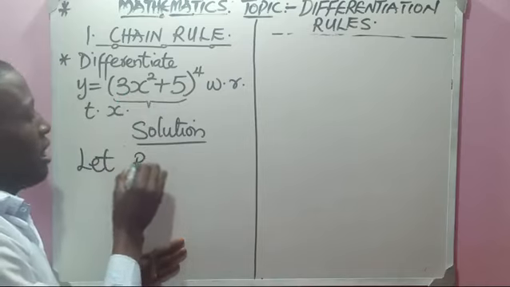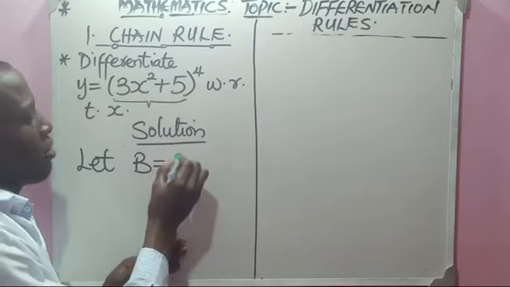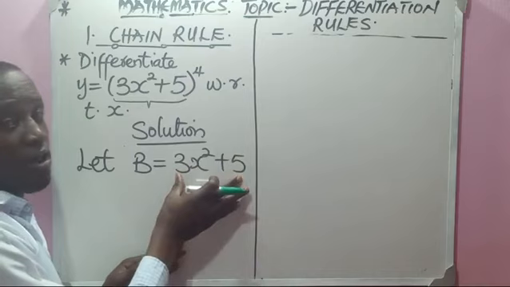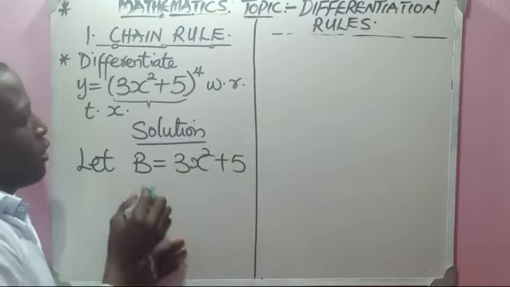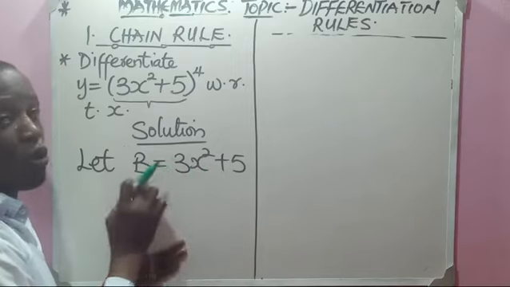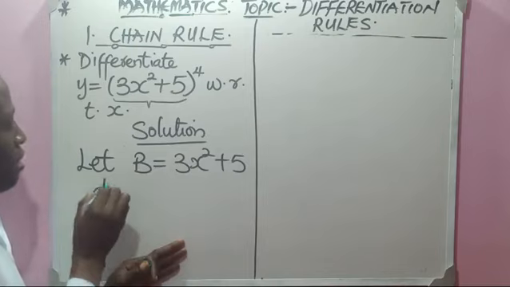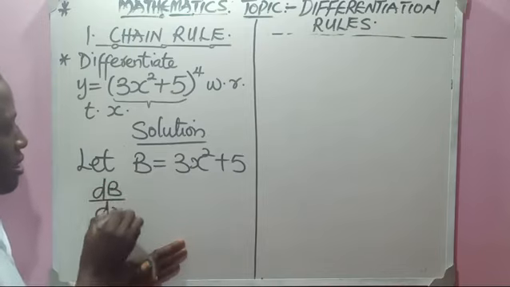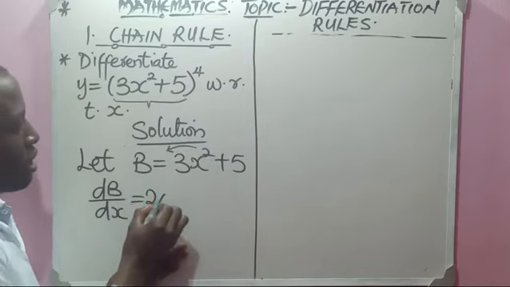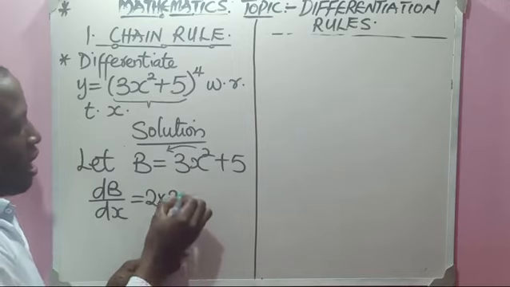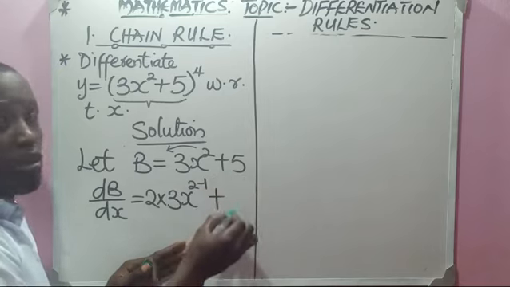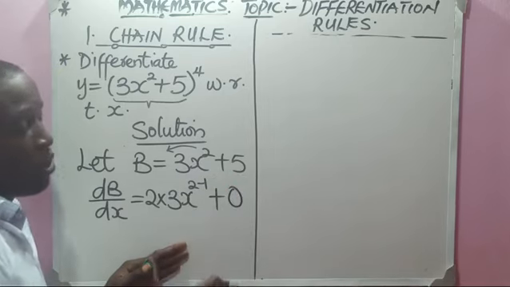Let me say b. Let b equal what is in the bracket, 3x squared plus 5. This is a different function, quadratic function. So I will differentiate this b with respect to x because these two unknowns are present here. I will say db over dx will give me, remember these two will come behind, 2 times this 3x raised to power 2, you subtract 1 from it, plus if you differentiate a constant which is 5, it's going to give you 0.